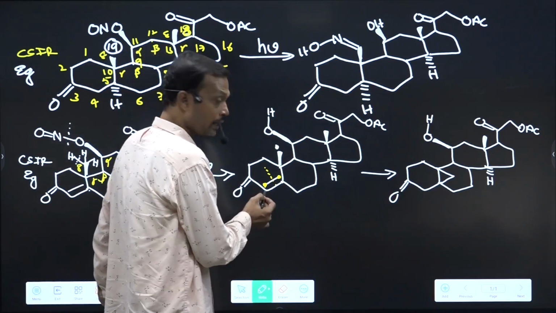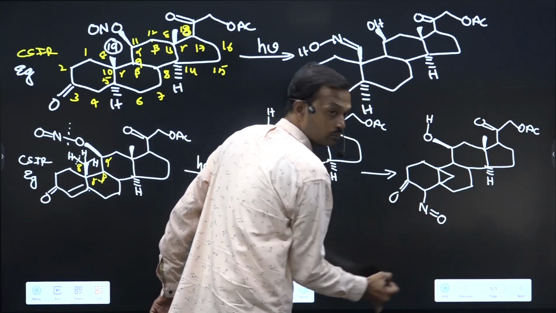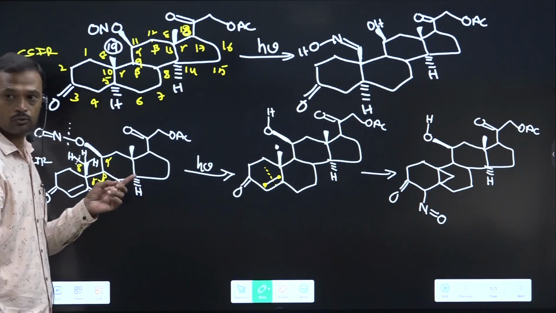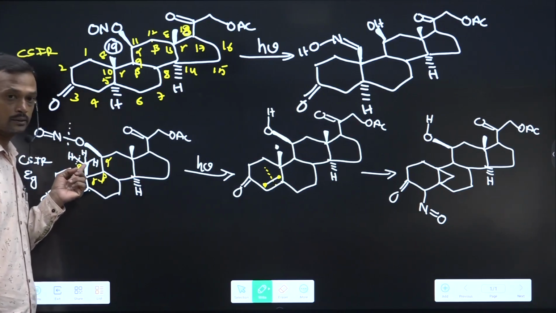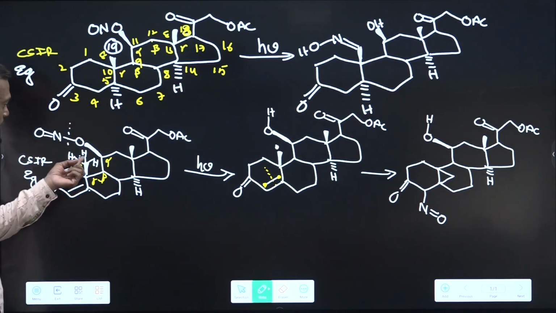And what is left here? Radical. This radical combines with which one? NO, N double bond O. Where should that NO be added? NO is added on this carbon. But this carbon has an adjacent double bond, that's why this radical is an allyl radical. That radical gets disturbed by this double bond.